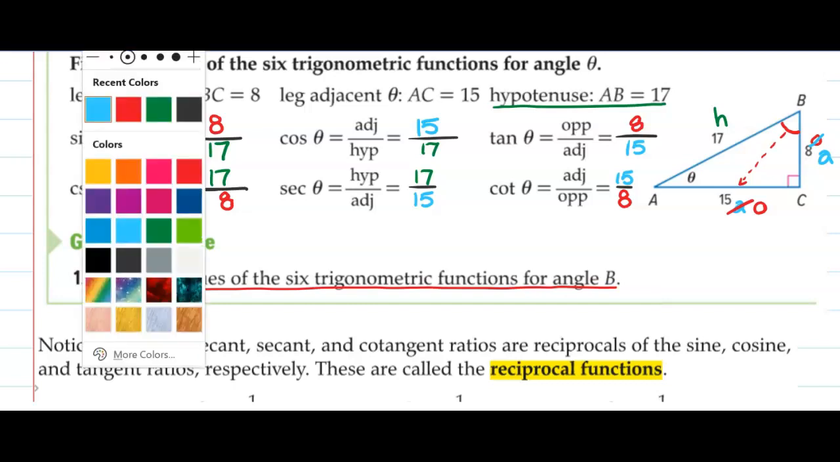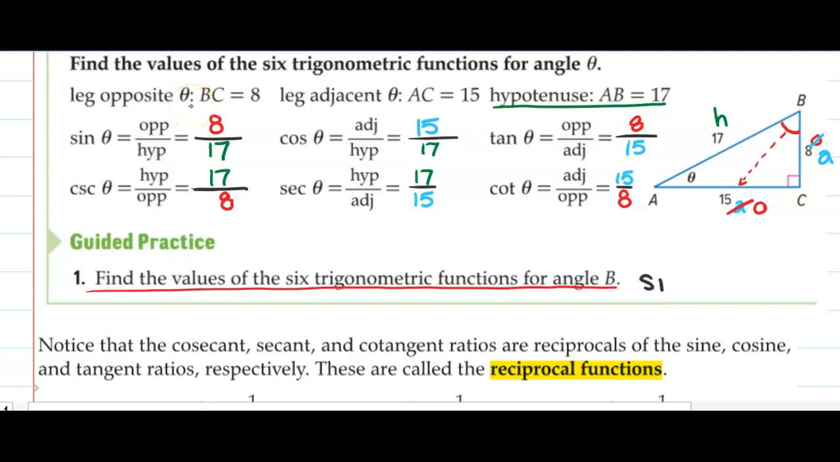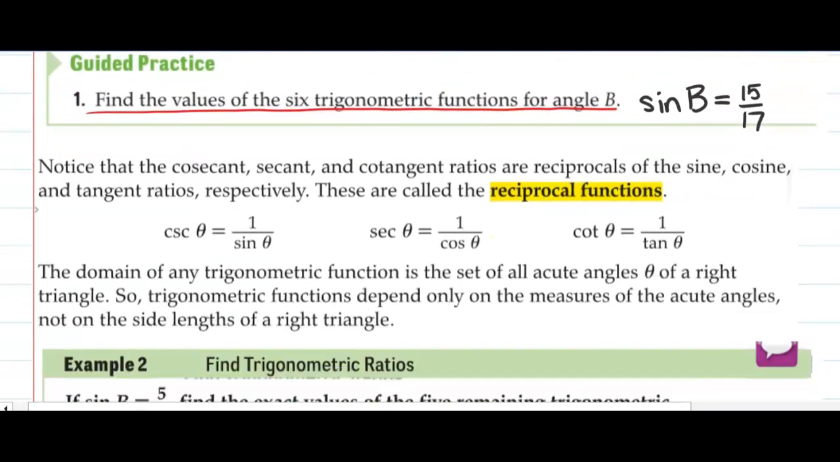For instance, now, if I take the sine of angle B, up here when we did the sine of angle A or the sine of theta, it was 8/17. Now it's going to be 15/17. It's going to change. All these ratios will change because we have a different reference angle.